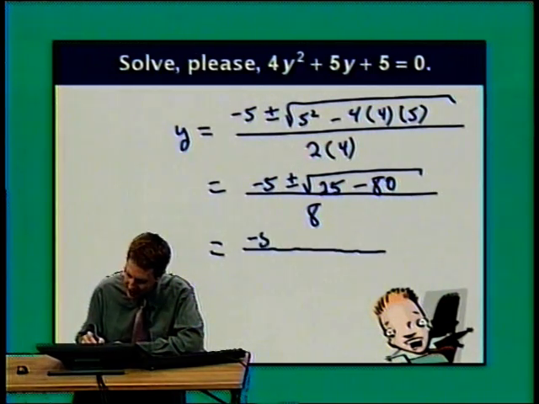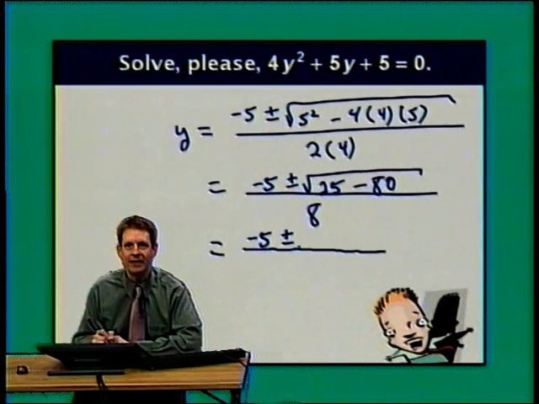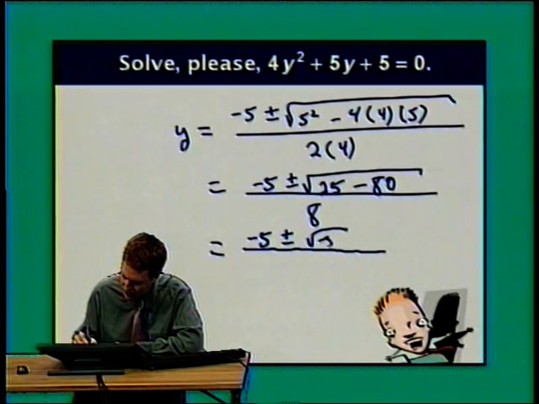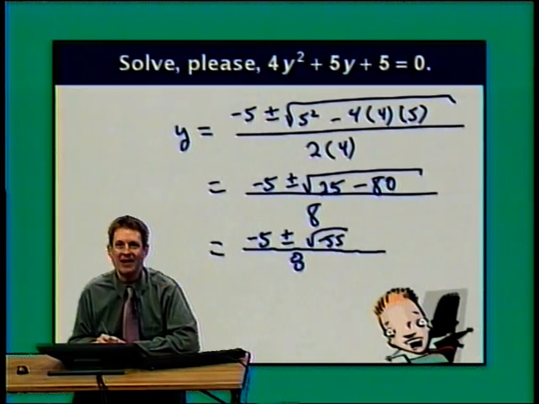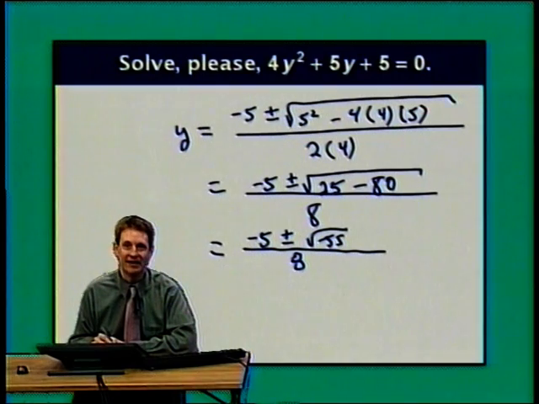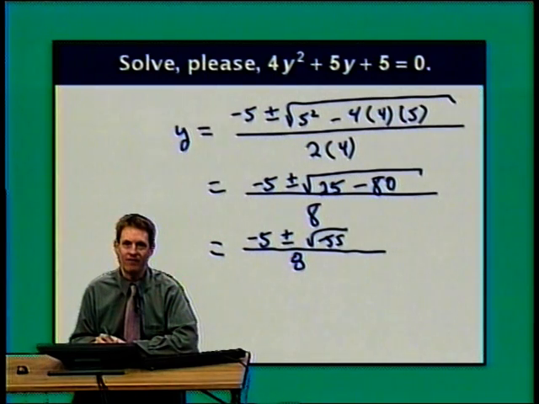So let's see, we've got negative 5 plus or minus, let's see, 25 minus 80 is negative 55. Oh boy, I think maybe I see what this guy's freaking out over. We have a negative number under our square root. Well, I have news for this guy. He needs to chill out. This is not really an issue. It's true, there is no real number that I can square that gives me negative 55.